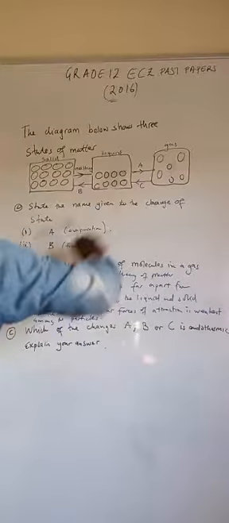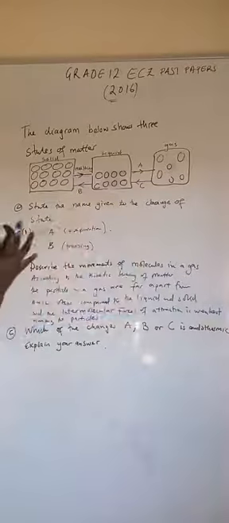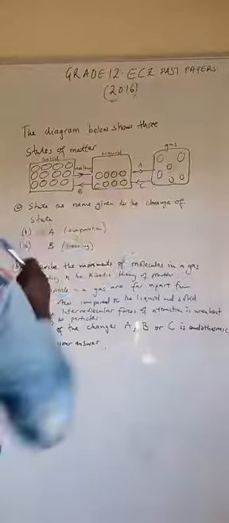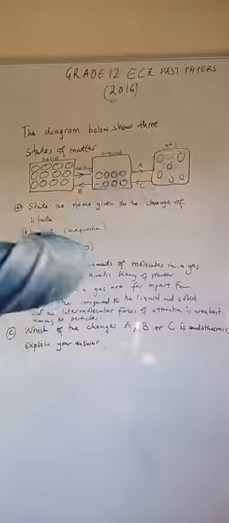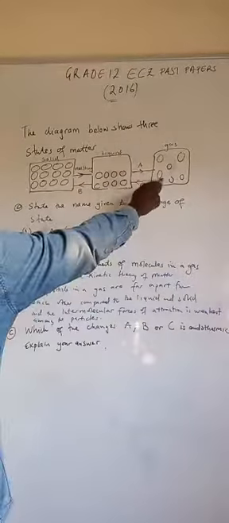And the intermolecular forces of attraction in the gas are very weak. According to the kinetic theory of matter, the intermolecular forces of attraction in a gas are the weakest. Hence, the gas particles are able to move far apart from one another.